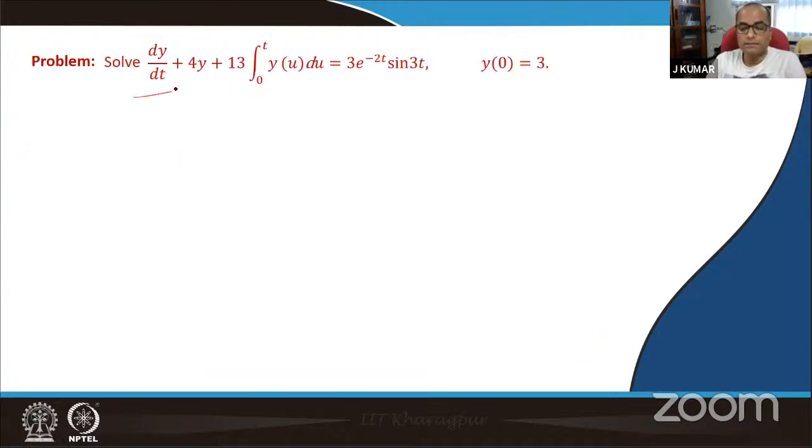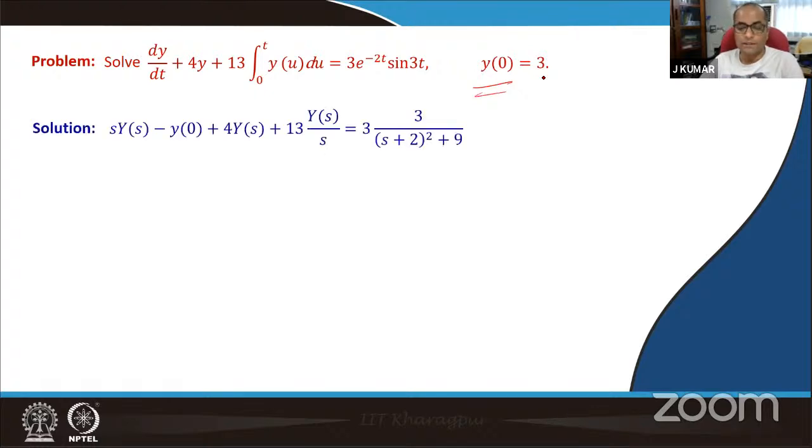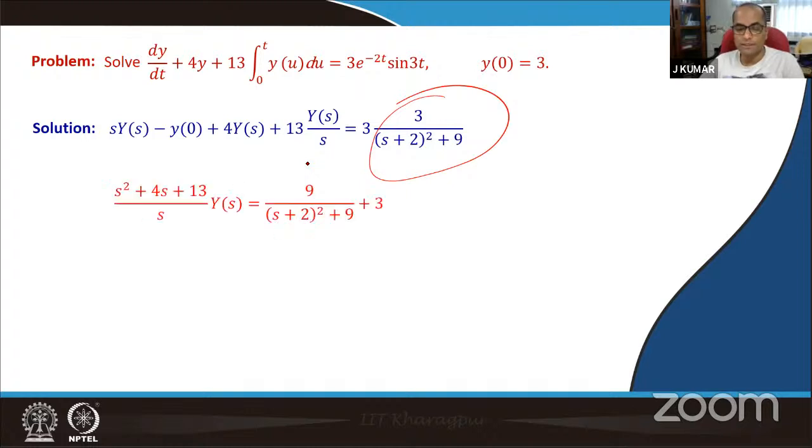And this is an integro-differential equation. Integro-differential equations means we have a differential term and we have an integral term. And we have the initial condition y(0) given as 3. The idea remains the same: we apply the Laplace transform. This is the term from the first derivative. This is 4Y(s), and then from here we have the 3, and then Y(s) over s. The right hand side again is 3 over ((s plus 2) whole squared plus 9).